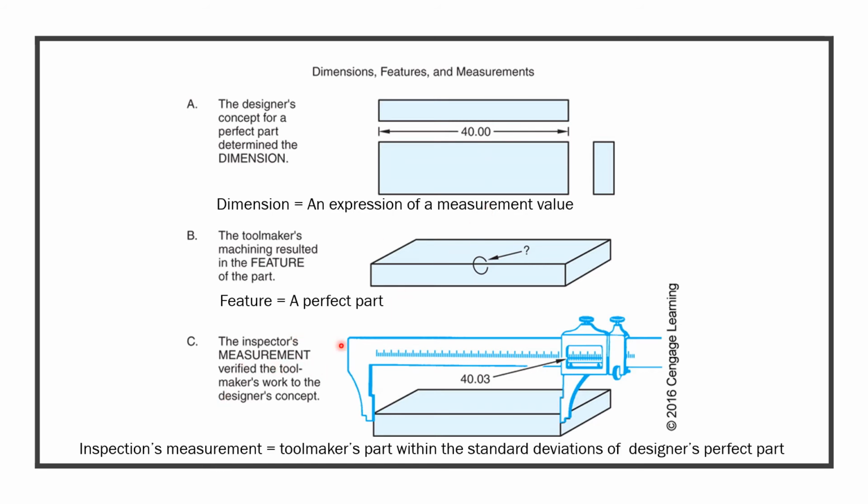And next one is measurements. Inspectors' measurement verifies the toolmaker's work to the designer's concept. So we're just comparing this with that. And here is your measurement. We're measuring this part by using this instrument, and we get that measurement, and the measurement in number is 40.03. You compare your measurement with a perfect part right there, which is your dimension from here to here, and that should be 40. But then with this instrument, we have an error of 0.03. I think you kind of get it.